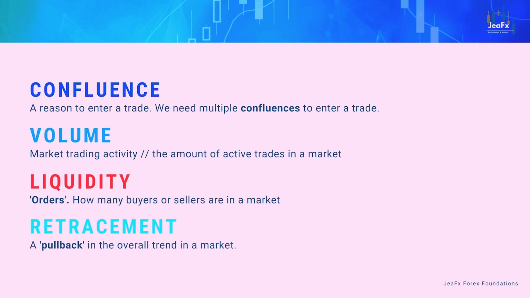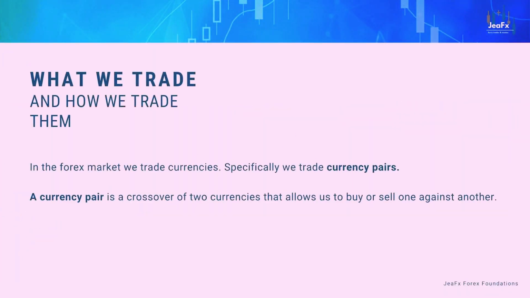Now, liquidity also comes hand in hand with this, referring to how many buyers or sellers are in a specific area in the market, how many orders we have waiting at a specific preset level in the market. So retracements also, before we move on to the next topic, are pullbacks in the market, okay? So if we have an overall uptrend, a retracement will be a pullback to the downside.